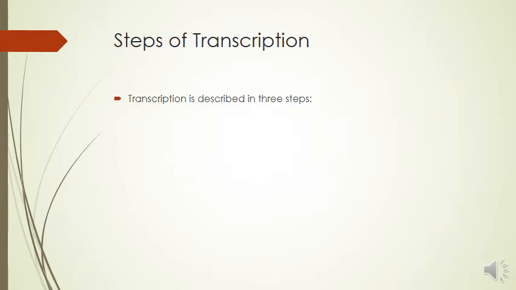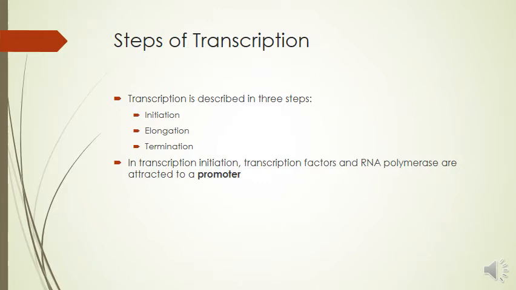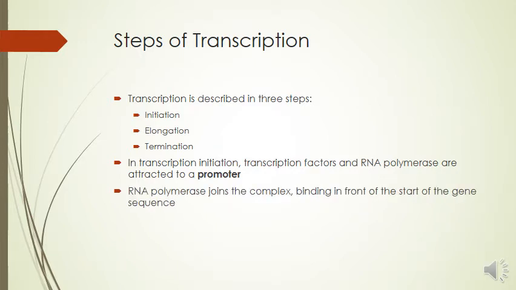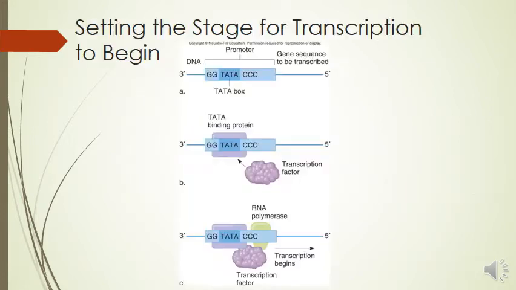Looking at the steps of transcription, transcription is described in 3 steps: initiation, elongation, termination. In initiation, transcription factors and RNA polymerase are attracted to a promoter. The RNA polymerase joins the complex, binding in front at the start of the gene sequence.